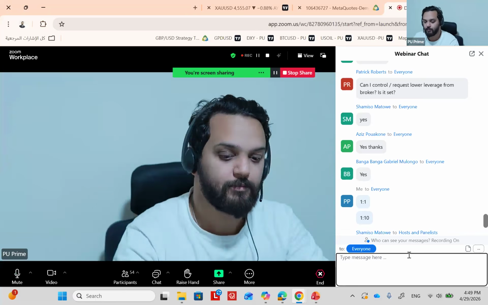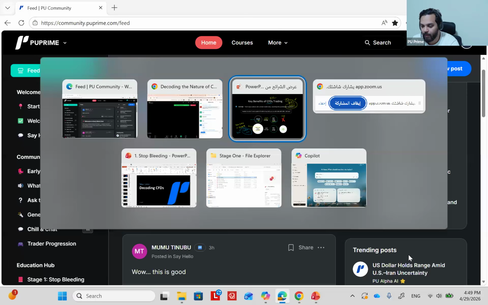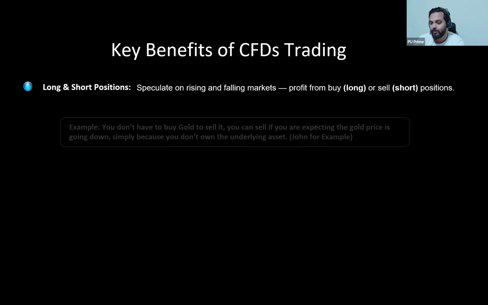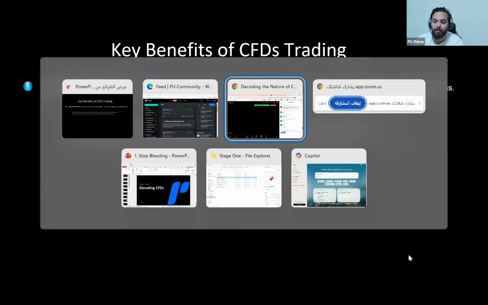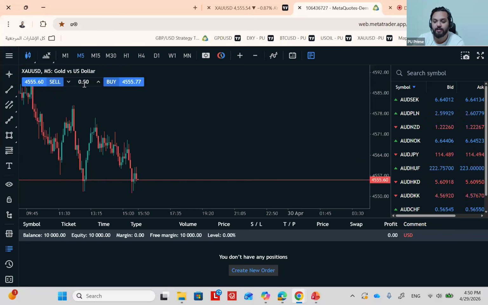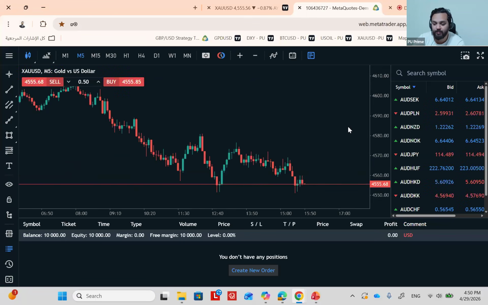Now, definitely the best thing also about CFD trading is that you can buy and sell. So you have two options. If the price is going to go down, you can sell and make profit. If the price is going to go up, you can buy. Compared to traditional investment, you can only buy. You only make profit when the price goes up because you cannot sell something that you don't own. In CFDs, you can.